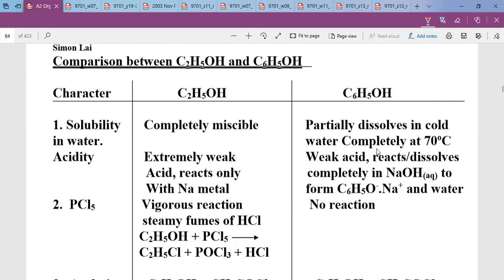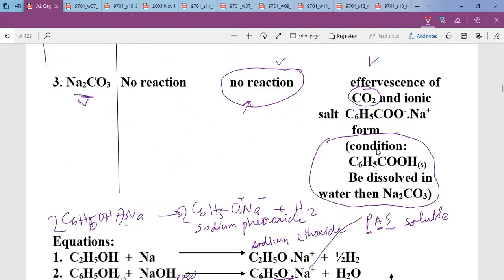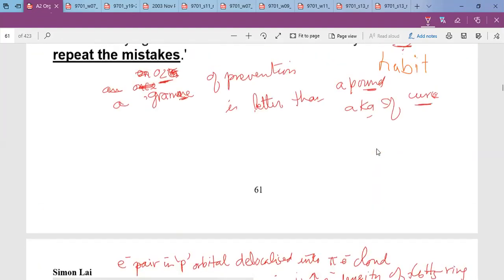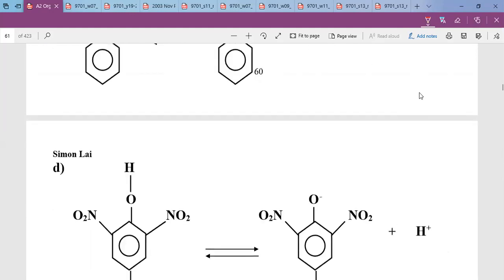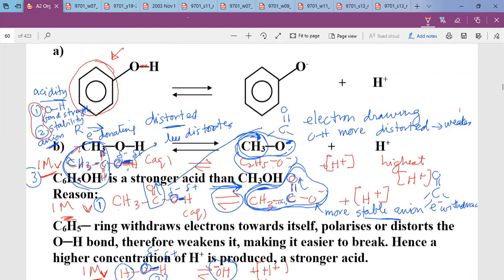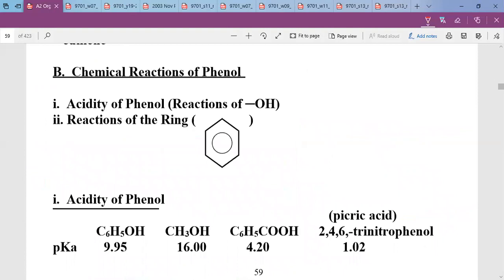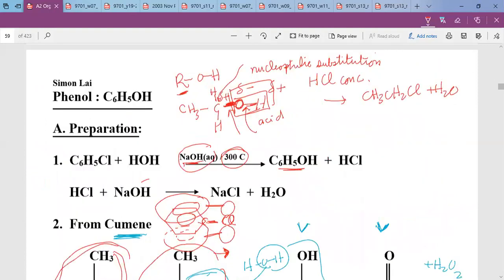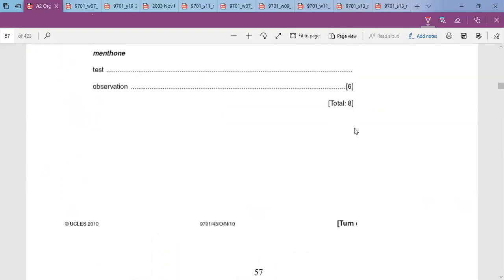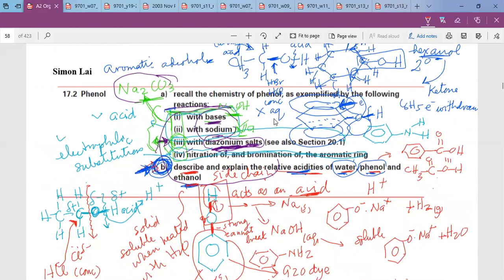Okay, now let's go through. I finished all these things already. You look at it carefully here. I finished teaching all these things in pretty good detail, I must say. This thing is hanging, so I cannot move it. Never mind. Now we have finished all this with bases, with sodium, with the nitration and bromination. Only this one here we will do later. And the relative acidities we have done already.